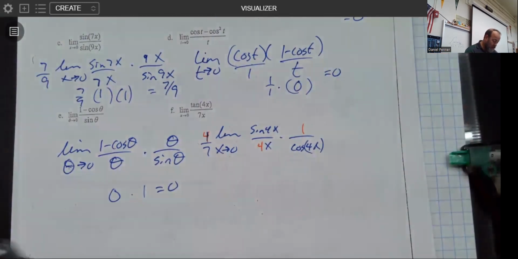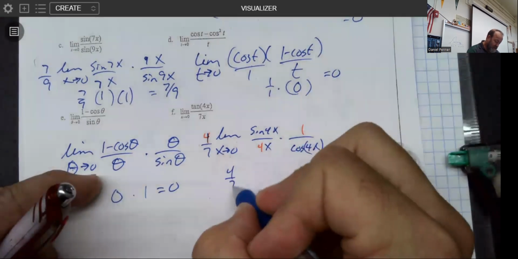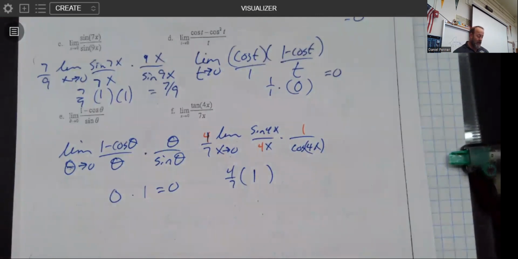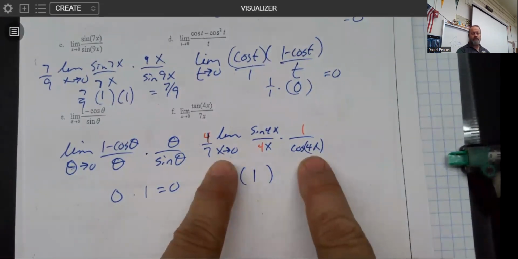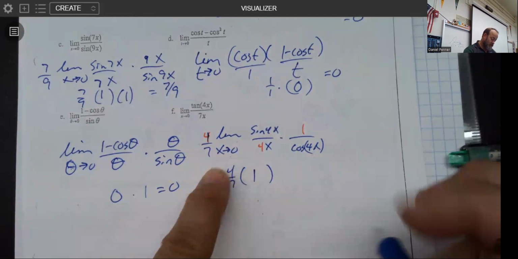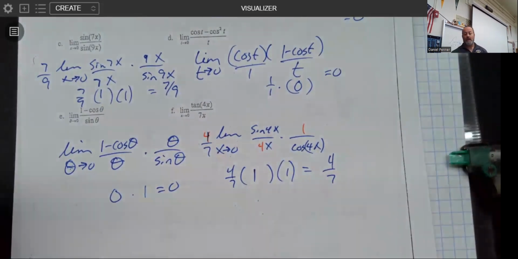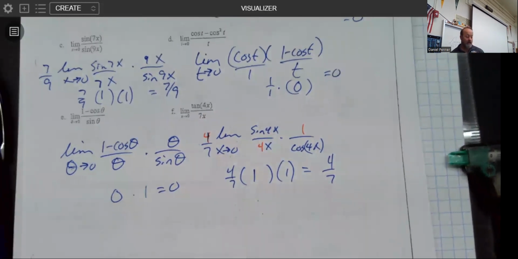So we already know that you have 4/7. This limit we already know squeezed in is going to be 1. And as x goes to 0, the cosine is 1. So I got 1. That makes my limit 4/7. But we had to force it to be that perfect situation. And I think we have finished all of the review. That was page 3.